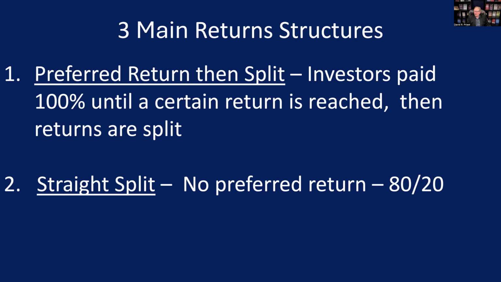The next is a straight split. No preferred return, 80-20 split is typical. I love these deals. They're hard to find. The reason I like them is that you're not given a preferred return, but the interests of the general partners and the limited partners are perfectly aligned. And the accounting is really simple. So if a dollar comes in, 80 cents goes to the investors, 20 cents goes to the general partners, and there's no preferred. Another thing this means is that the deal is cash flowing immediately for the general partners.